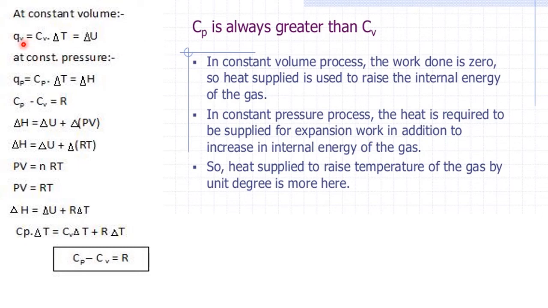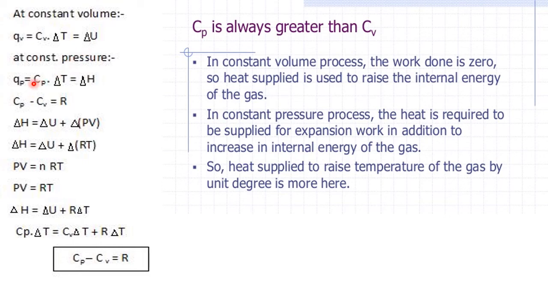Now, heat capacity at constant volume, using the previous formula, is Cv into delta T. So that is nothing but what? That is a change in the internal energy, delta U. Okay. Right. Because there is no change in the volume. Whatever heat is supplied, that is a change in internal energy. That's why it is called delta U.